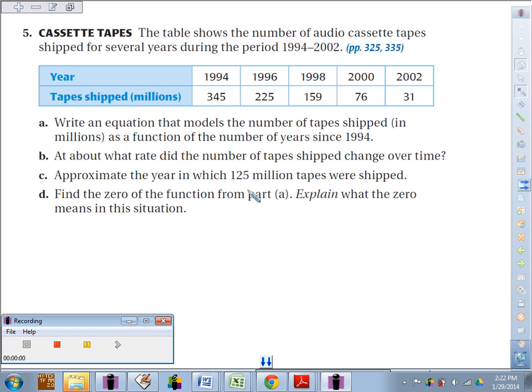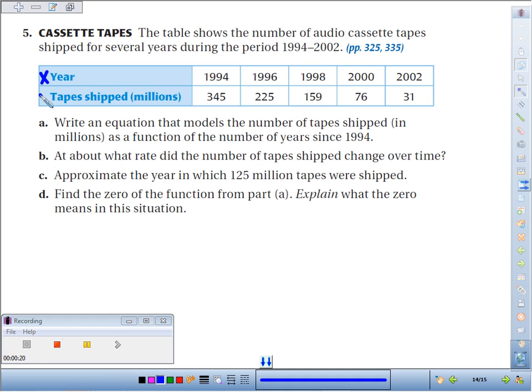Number 5, we're looking at cassette tapes. Those are old things that your parents probably used to play music, and me. The table shows the number of audio cassette tapes shipped for several years during the period 1994 to 2002. Write an equation that models the number of tapes shipped in millions as a function of the number of years since 1994. So we're thinking of this as X and this is Y.